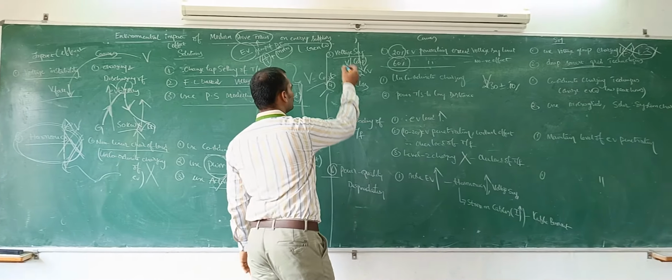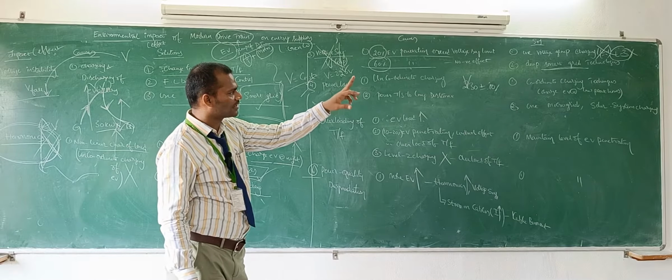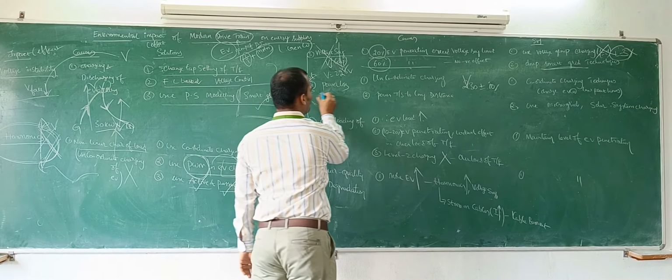So, that's how to overcome the problems of voltage sag, by properly having a smart grid, by properly having slow charging. Next one, power loss.